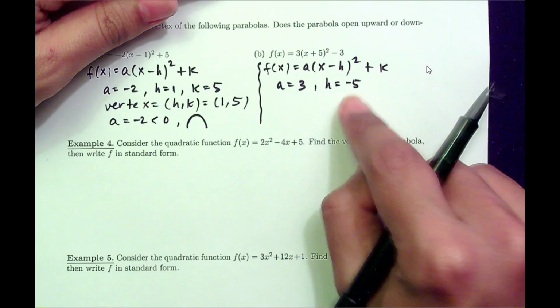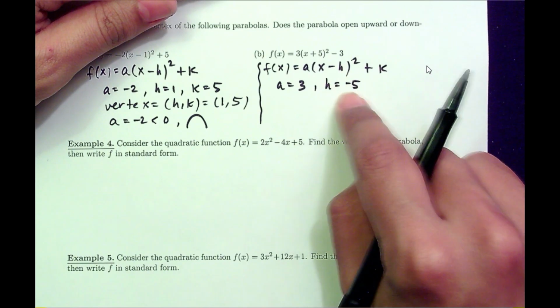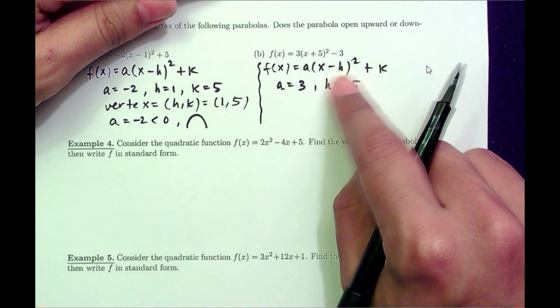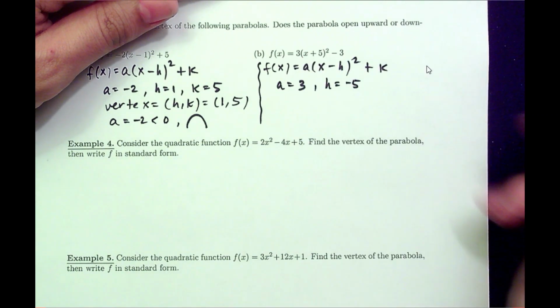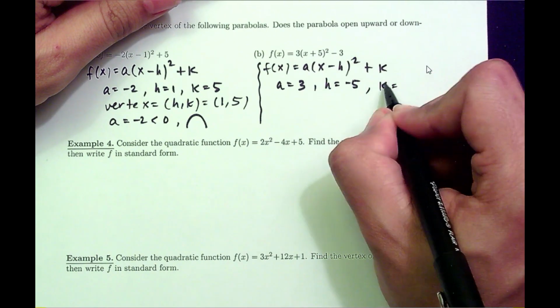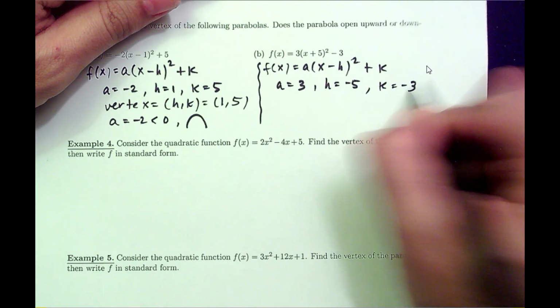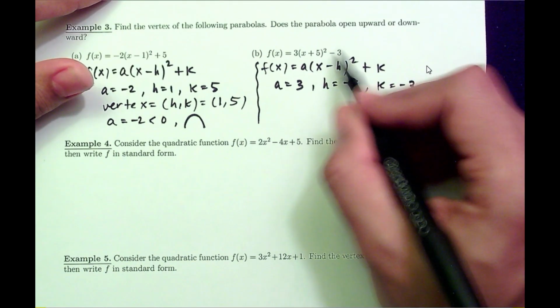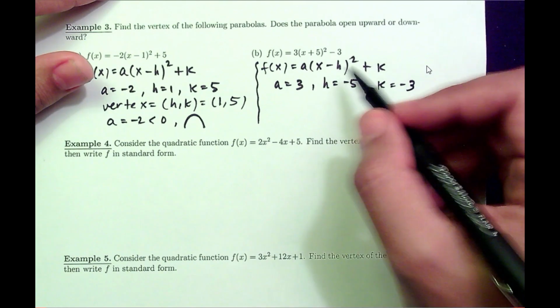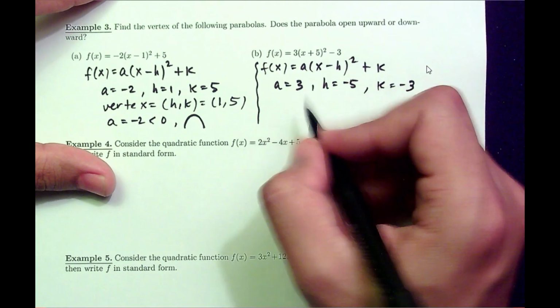And indeed, if you were to plug in here h equals -5, you have minus -5, which is the same as +5, which is this. All right, and then k equals this part, -3. K equals the whole thing outside of that parentheses. So -3.